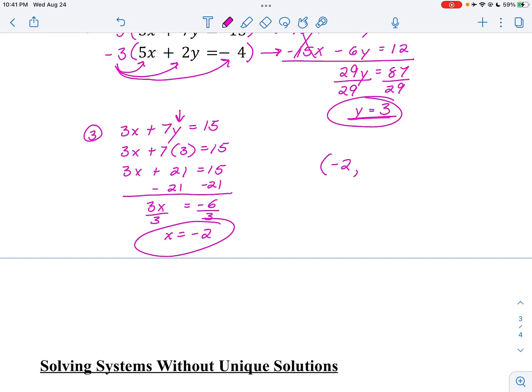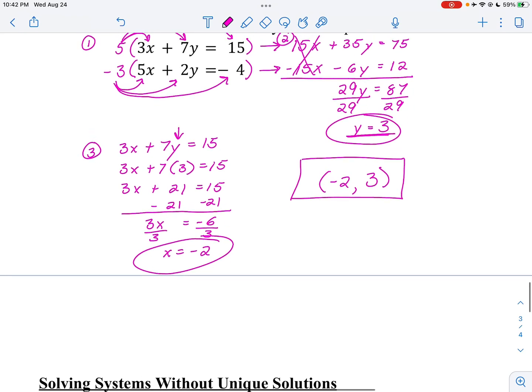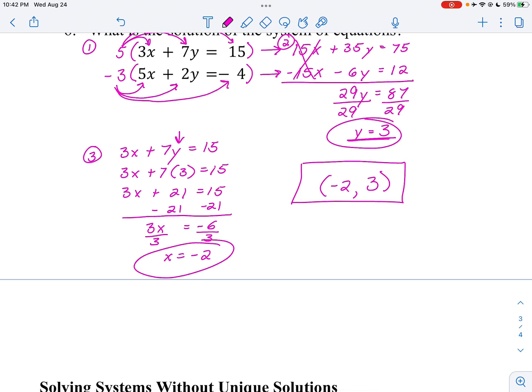So my answer is x, which is negative 2, comma y, which is 3. And again, you can plug in those values to both of your equations, and it should simplify to 15 in the first equation. It should simplify to negative 4 in the second equation.